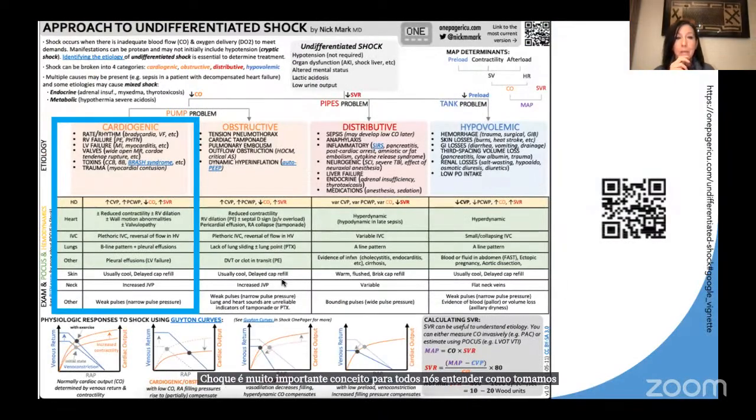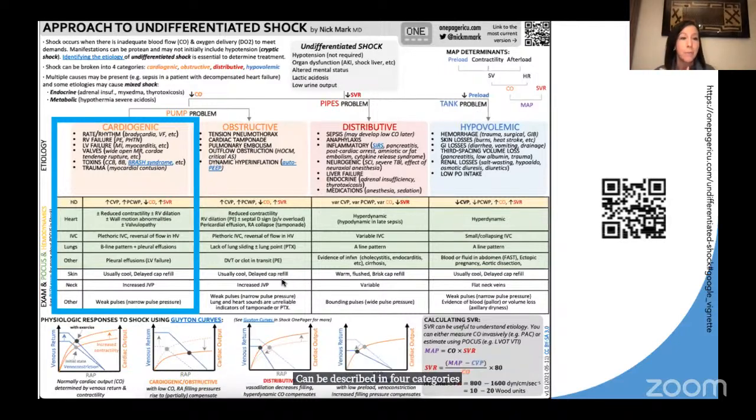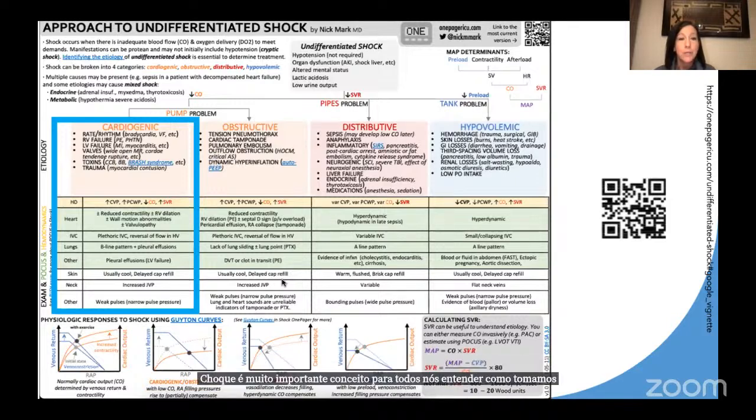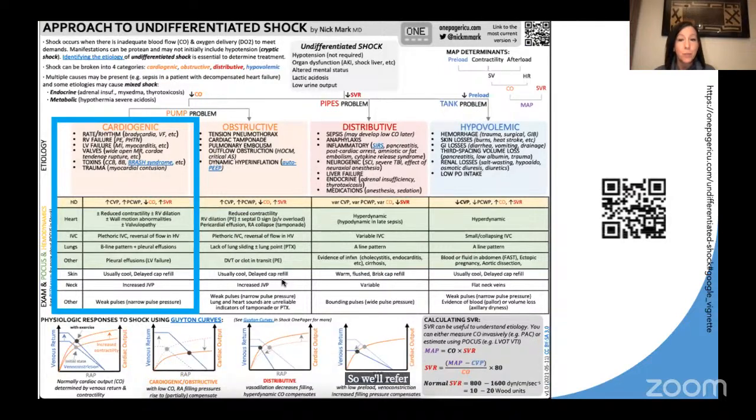Shock can be described in 4 categories. Cardiogenic is the type of shock we're talking about today. Other types of shock include obstructive shock, distributive shock, and hypovolemic or hemorrhagic shock. Our first and second sessions already discussed distributive and hypovolemic. So we'll refer back often to this one-pager. It's called The Approach to Undifferentiated Shock. It's available for download on the Learning Resource Center, or you can use the QR code that you see on the screen to find access to this chart.